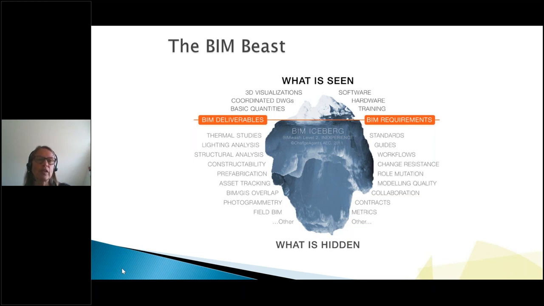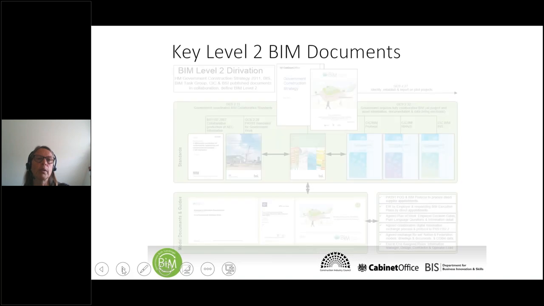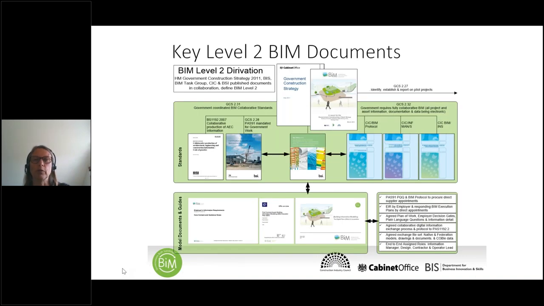So the BIM beast, this BIM iceberg, I wonder how many of you can remember that, really pushing that there's an awful lot that's hidden that people don't understand or talk about. And then, of course, we had the suite of the BIM level 2 documents. It's always amused me that derivation was actually spelt wrong, but never mind.